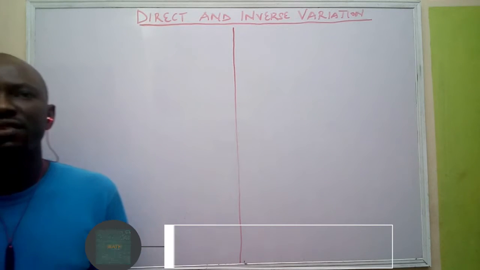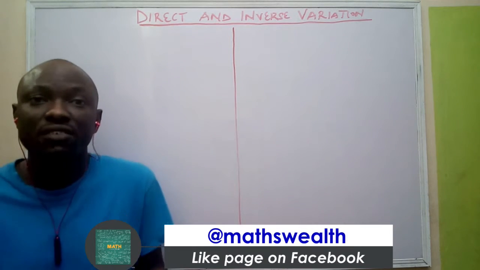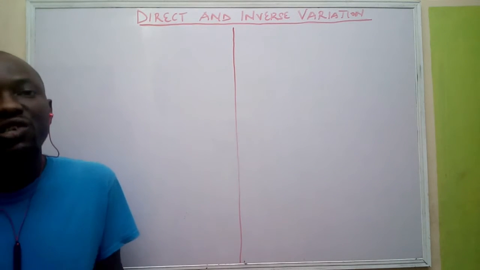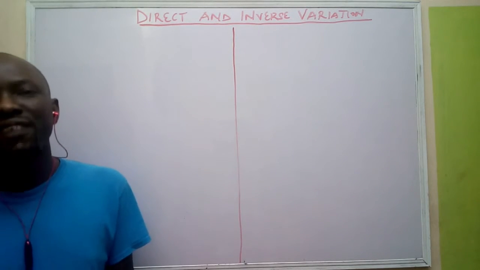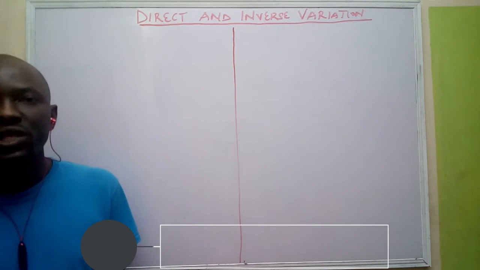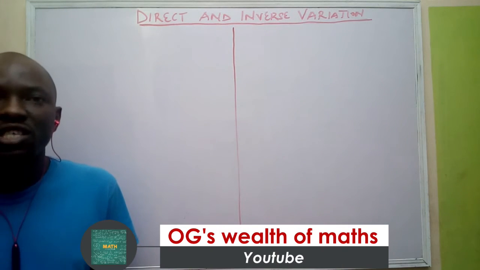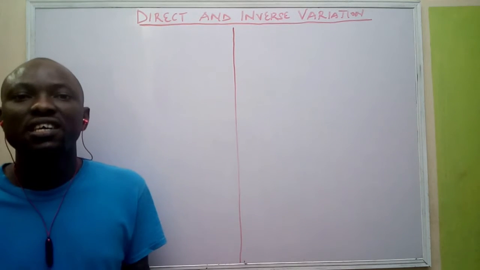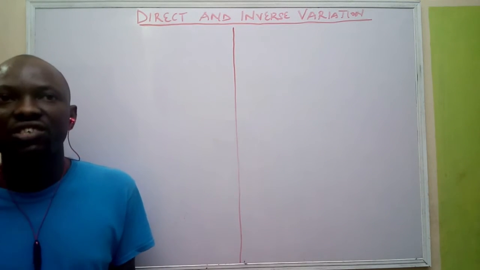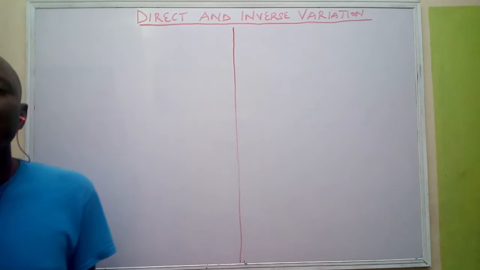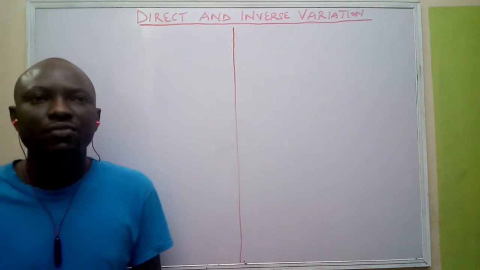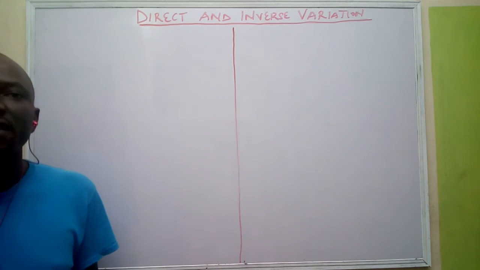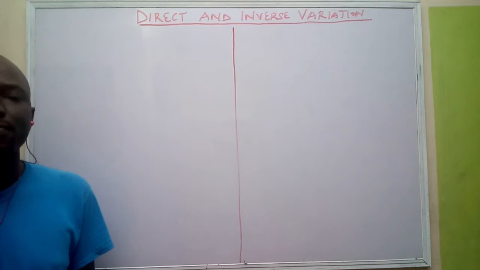Now in variation, two quantities have to be involved. One is called a variable and the other is called a constant. A constant is a value that remains unaltered under different situations. On the contrary, what is a variable? A variable is actually a value that changes under different situations. Therefore, variation has to do with a relationship between variable and constant.